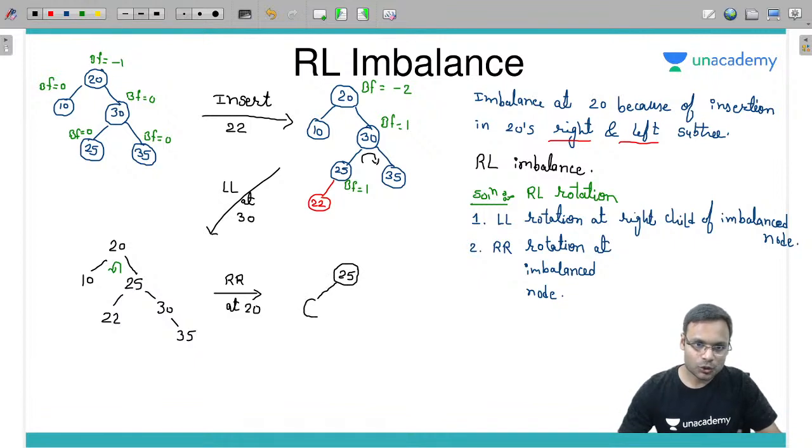Left is 20. 20's left will remain 10, the smaller value. 25's greater values are in the right only, 30 and 35. And 25's left will become 20's right. 22 should go in the right of 20.